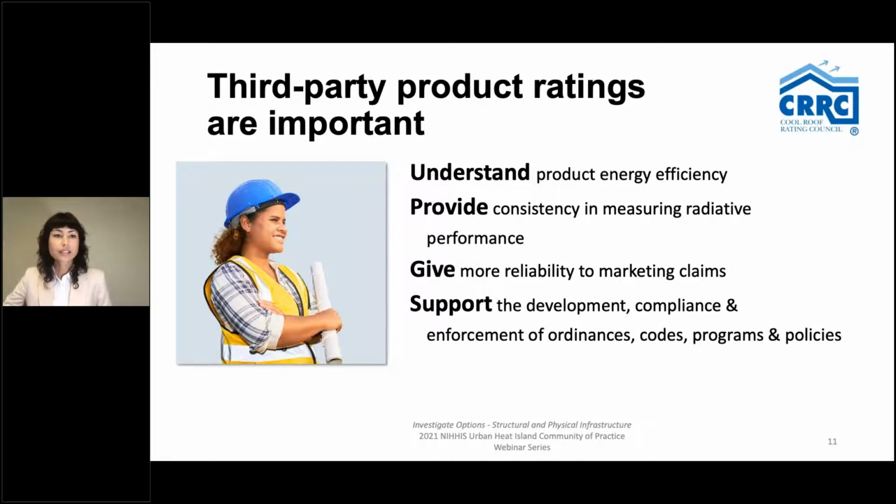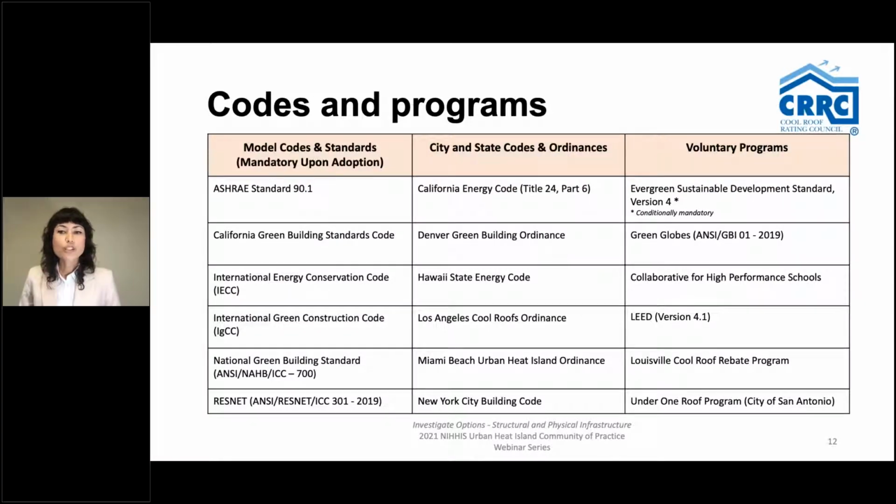materials. And lastly, I just want to share a few examples of various code standards and programs, primarily here in the US, that have provisions for the use of cool roofs and or solar reflective walls. This is not an exhaustive list, it's just an example. Many of these actually require or reference or rely upon CRC's third-party product ratings for compliance, as well as in developing the provisions in the first place.